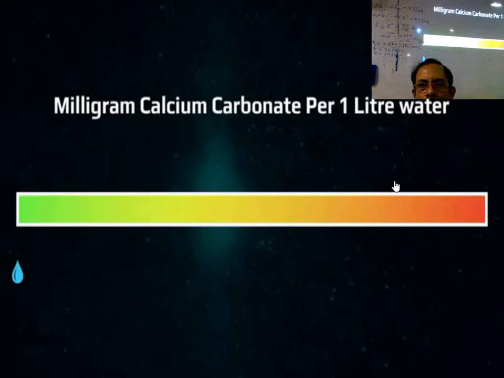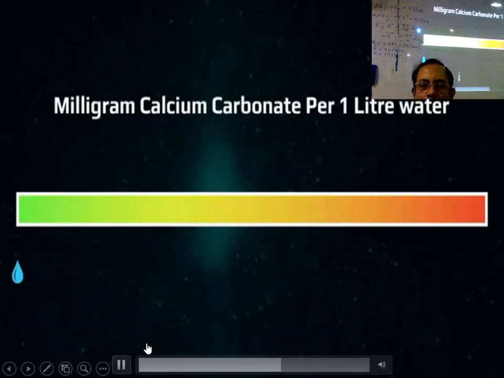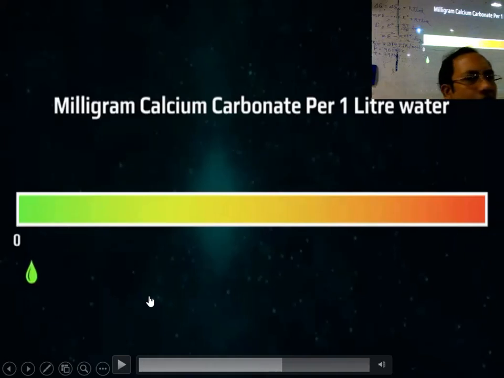According to the World Health Organization, water is classified by its calcium carbonate concentration. I was talking about degree of hardness, which is milligrams of calcium carbonate per liter of water. That is called degree of hardness. Now, it is not always necessary that calcium carbonate will be there. There can be other salts also, but you can convert them in terms of calcium carbonate.